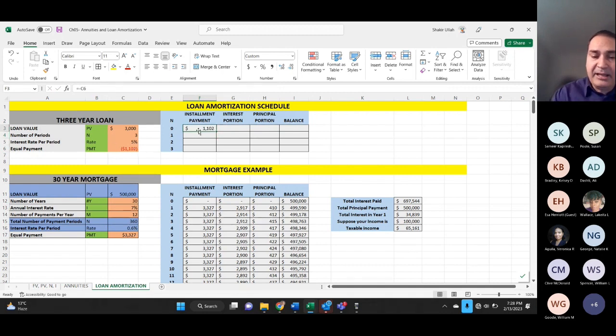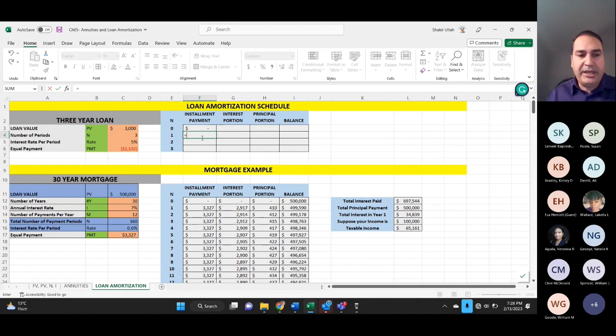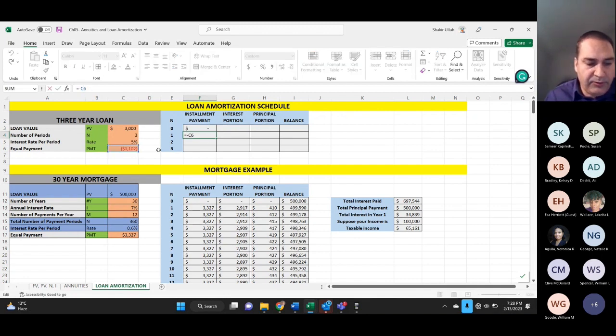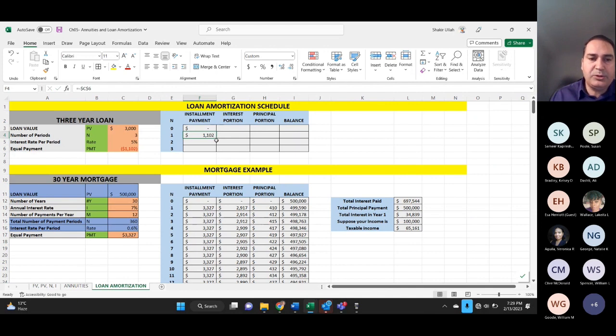Remember, I'm not making a payment at time zero, because time zero is when I just signed the contract. So no, I'm not making a payment here. That is zero. I'll be making my first payment at the end of the first period. And what I can do is, if I click on this and then press this F4 button on my keyboard, this dollar sign appears before and after this column C. And that means that if I drag this down, it will still be referring to the same cell.